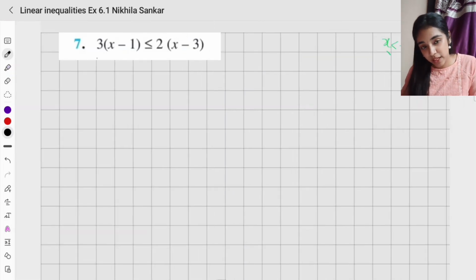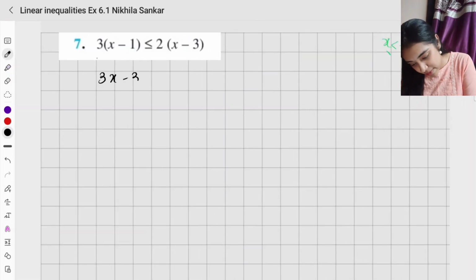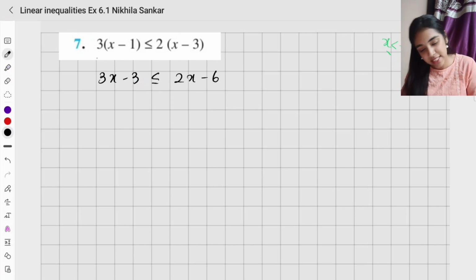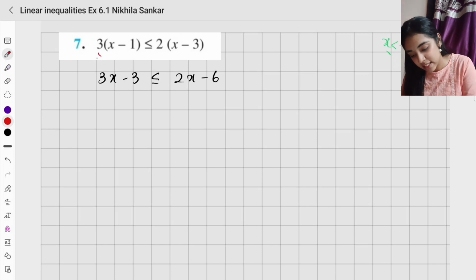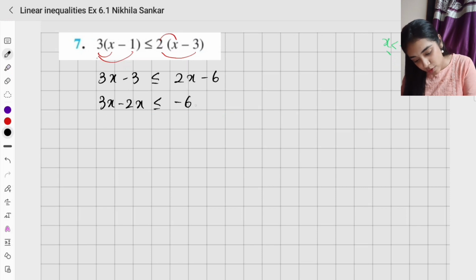Question number 7. I'm going to multiply the brackets inside. So when we multiply the brackets, 3x minus 3 less than or equal to 2x minus 6. Am I going too fast? Please let me know in the comment section below. 3x minus 3 less than 2x minus 6. 3 into x, 3 into -1, 2 into x, 2 into -3. Okay. Now 3x minus 2x less than or equal to -6 plus 3.